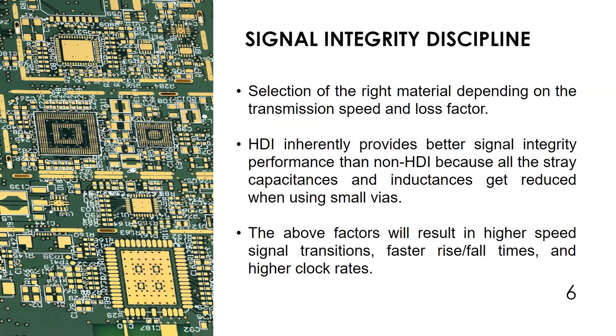No, I have a question. Yeah. What types of materials do you usually use for HDI? For HDI, we normally use higher Tg materials, ranging from 180 to 200.